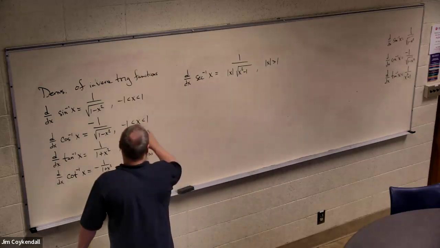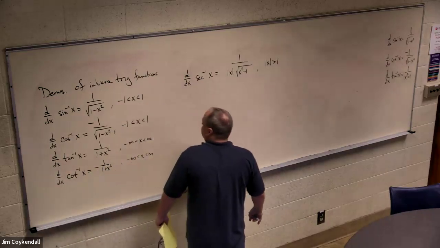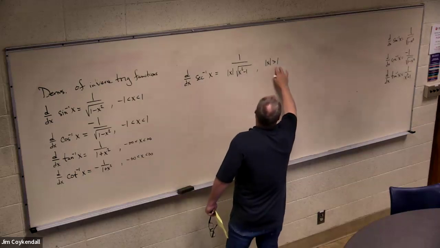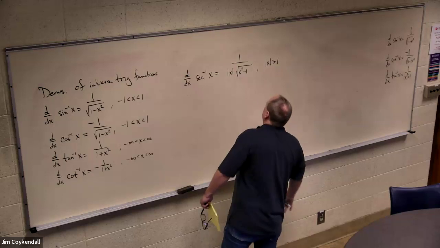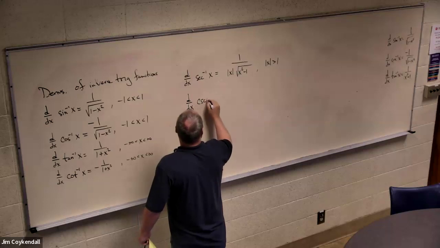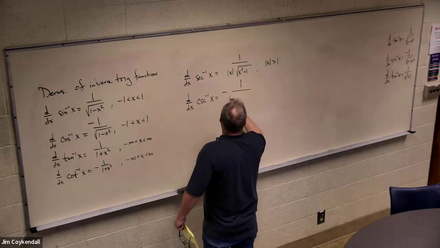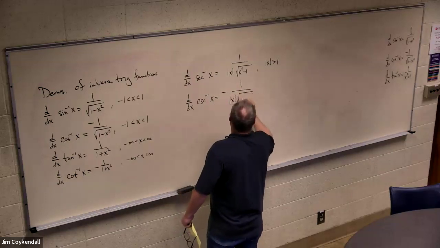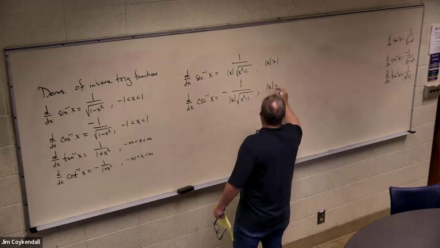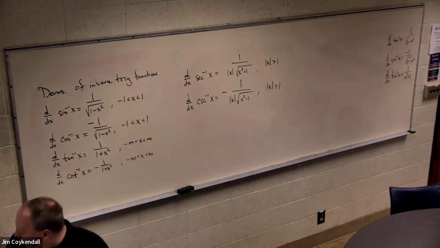Here, for example, the cosine has output between minus one and one. The secant is the reciprocal of that, and that's why the absolute value of x has to be bigger than one. And the derivative of the inverse cosecant of x is minus one over the absolute value of x times the square root of x squared minus one.